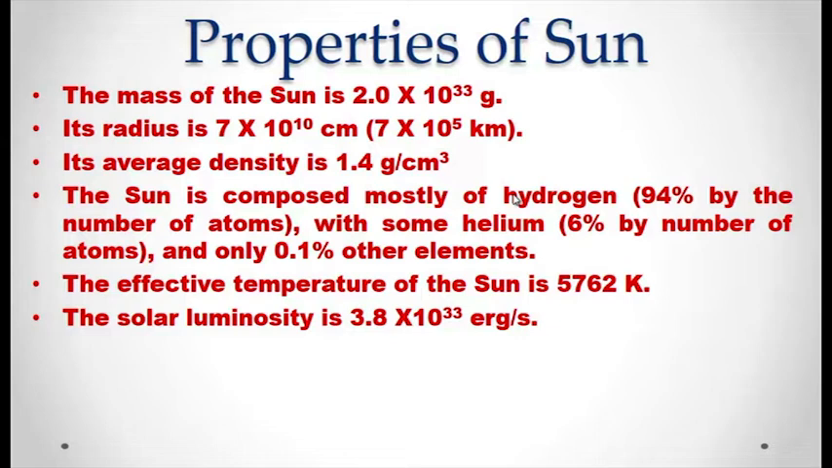Coming to the effective temperature of the Sun, effective temperature in the sense the temperature that exists in the outer part of the Sun is 5762 Kelvin. Then the solar luminosity of Sun is 3.8 into 10 power 33 ergs per second. Such a bright star we have in our solar system. So these are all some of the basic properties of Sun.